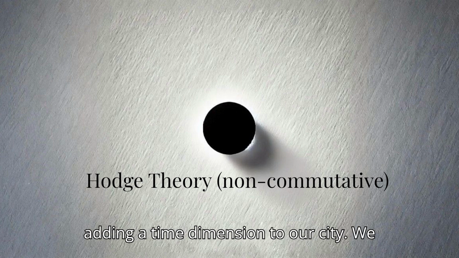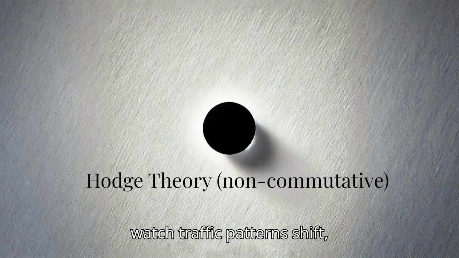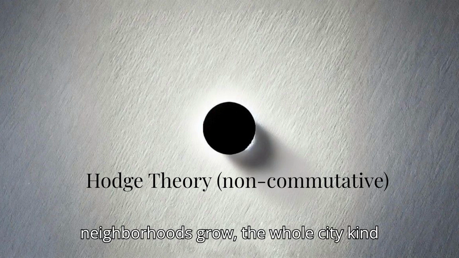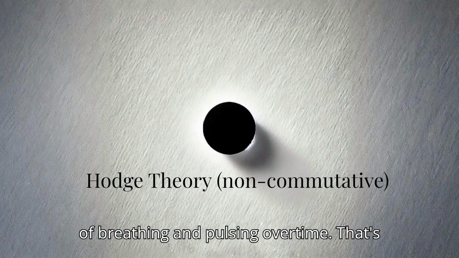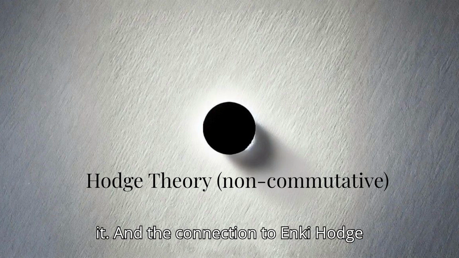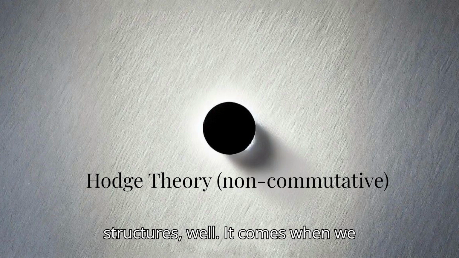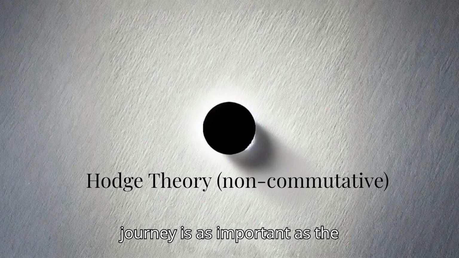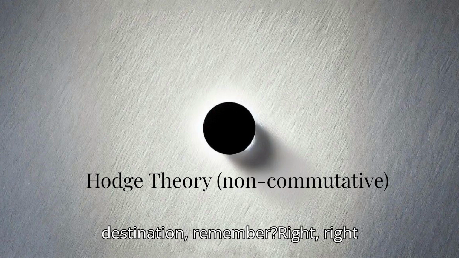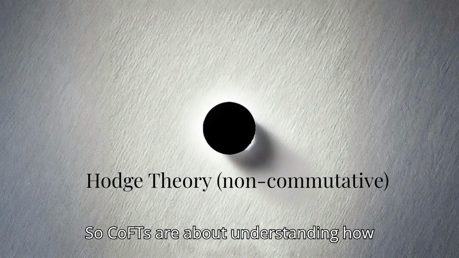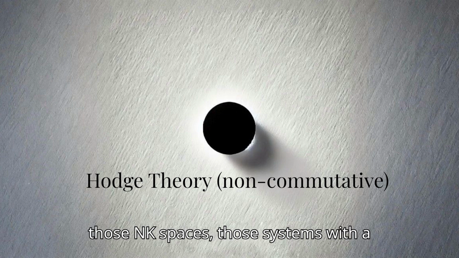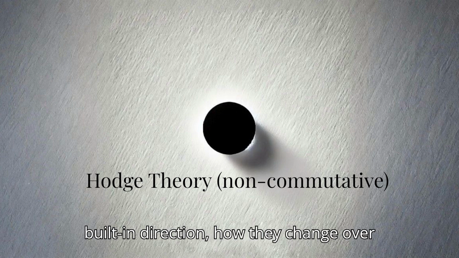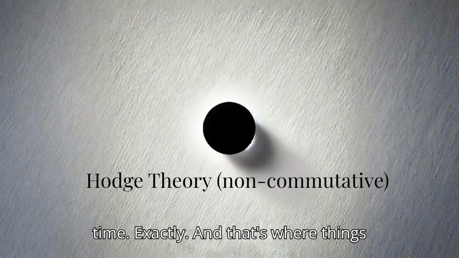So it's like adding a time dimension to our city. We watch traffic patterns shift, neighborhoods grow, the whole city kind of breathing and pulsing over time. That's it. And the connection to NC Hodge structures, well, it comes when we consider those spaces where order matters, those one-way streets. The journey is as important as the destination, remember? Right, right. So CohFTs are about understanding how those NC spaces, those systems with a built-in direction, how they change over time. Exactly.